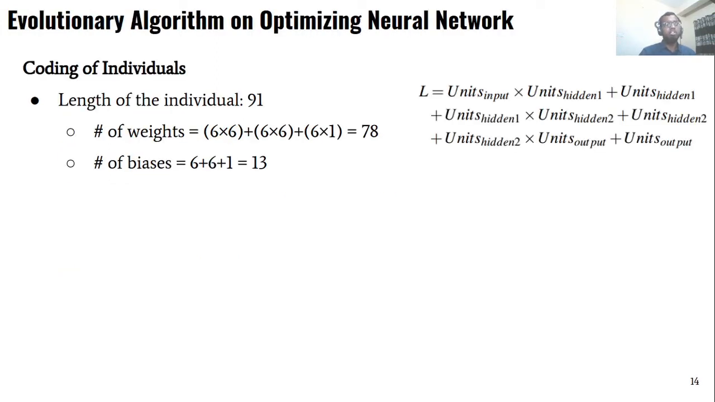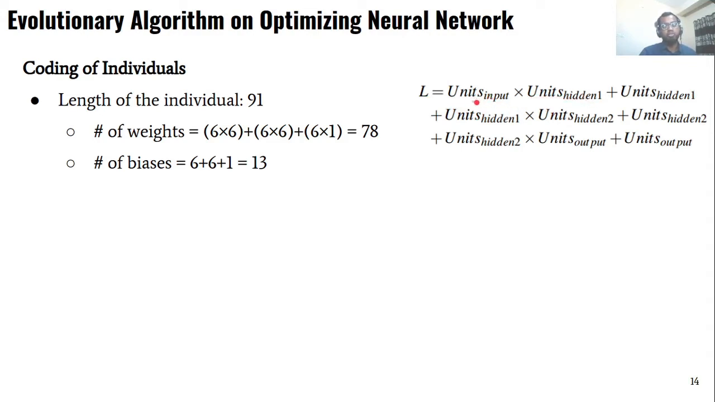Let's talk about the evolutionary algorithm for optimizing the NN. First, to code the individuals in our population, here an individual is basically those weights and biases. It is well known that the number of weights and biases in a model can be calculated by this particular equation, which is related to the number of neurons. If we calculate the number of weights, in our input we have 6 neurons, and in our first hidden layer we have 6 neurons.